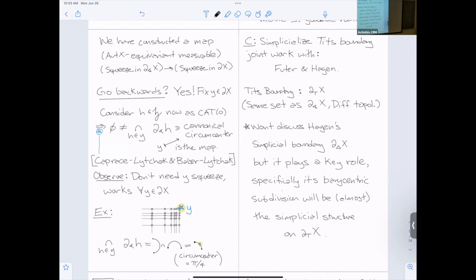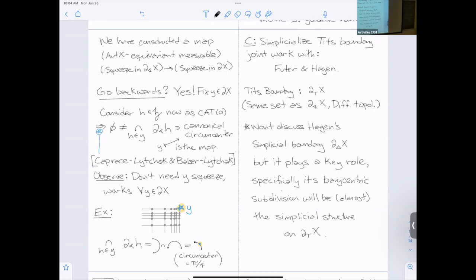to the squeeze points in the Roller boundary. So can we go backwards? Yes, we can. So how are we going to do that? We're going to take the half space again now as a CAT(0) space, and we're going to fix a point y in the Roller boundary. We'll look at the intersections of all of those visual boundaries. And by the work of Caprace and Balser-Lytchak, this is a non-empty, closed set, and it has a canonical circumcenter. So that's going to be our map. We're going to take y to that circumcenter.